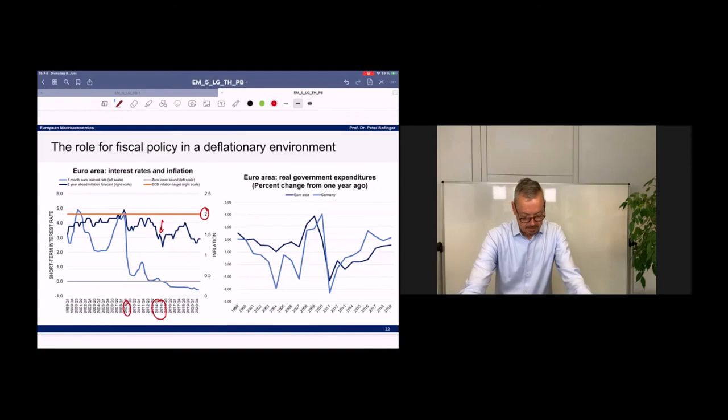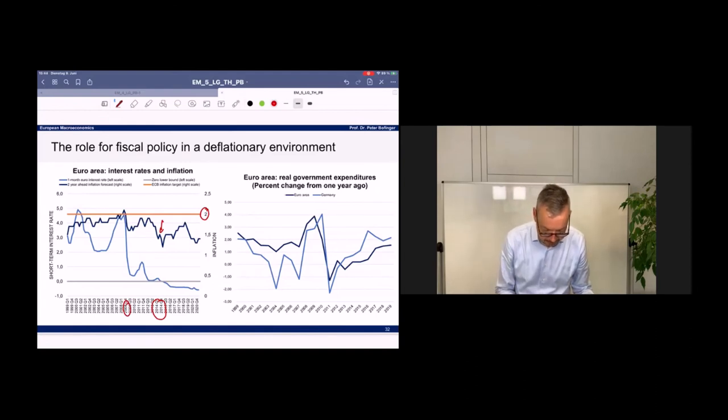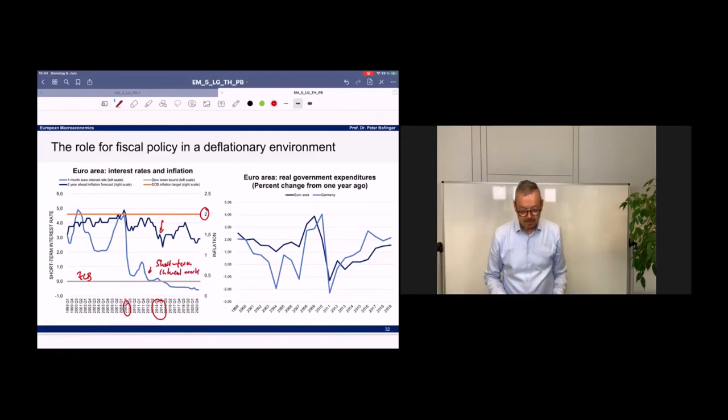So the next step is that we look at monetary policy. And here the gray line is our zero lower bound, and the blue line is the short-term interest rate of the ECB. And the interesting thing is that once price developments came into this kind of deflationary environment, the ECB already was at the zero lower bound, more or less at the limit of its traditional monetary policy.